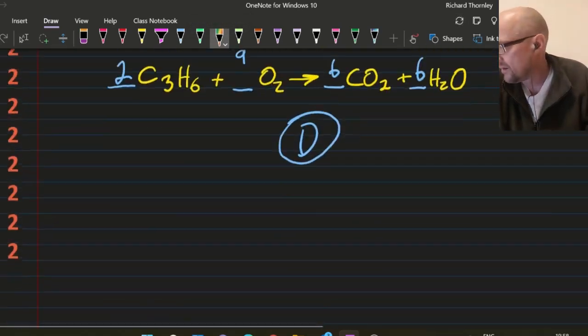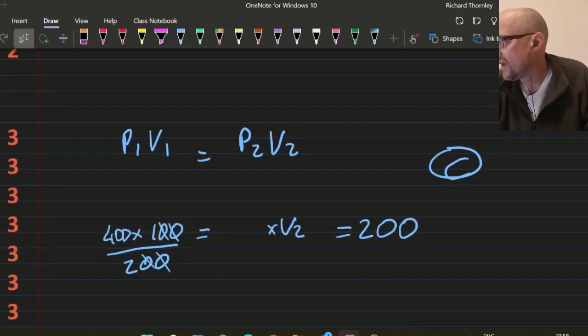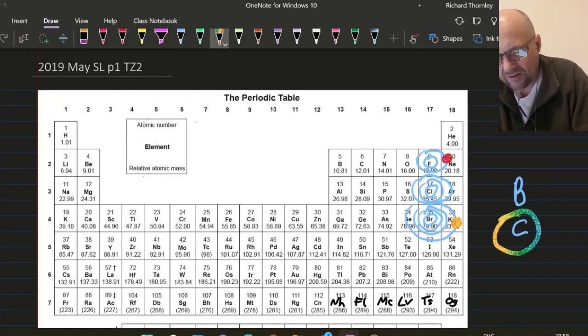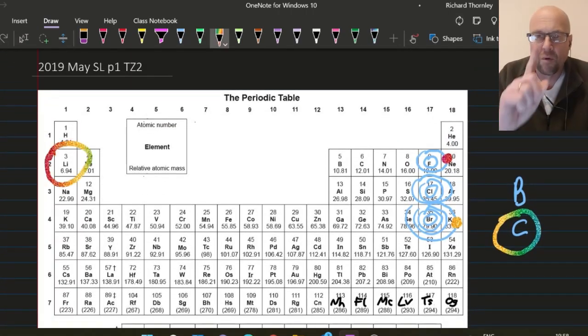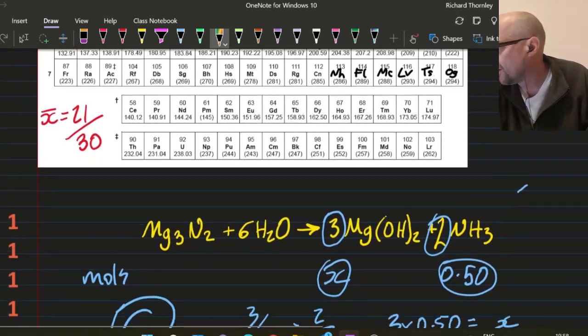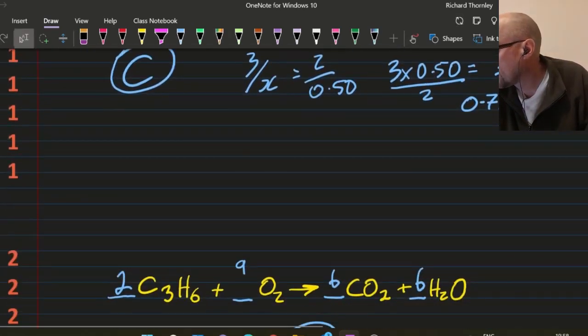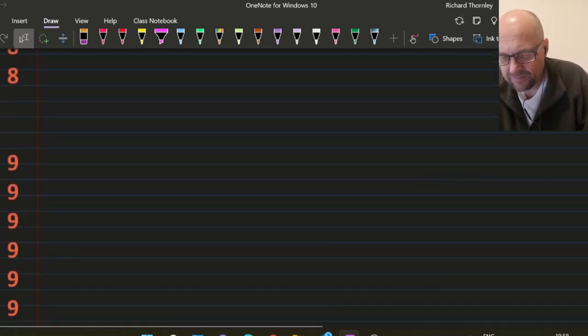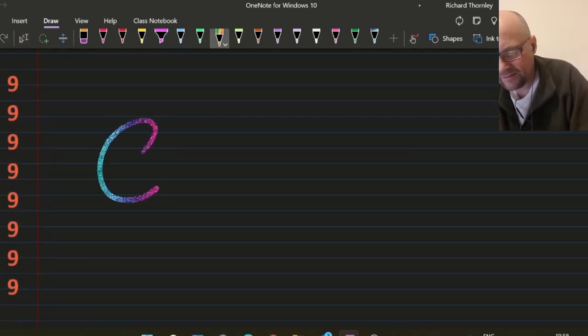Question 9. How does lithium form a stable ion? Okay, so lithium's in group 1, which means it's going to want to lose 1 electron. So the atom loses an electron to form a positive ion. So 9 is C.